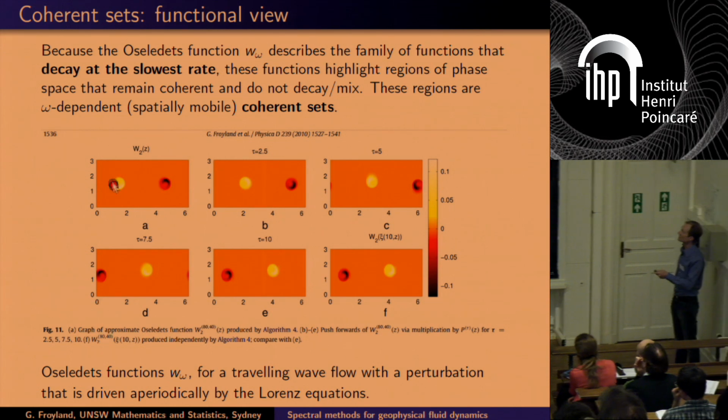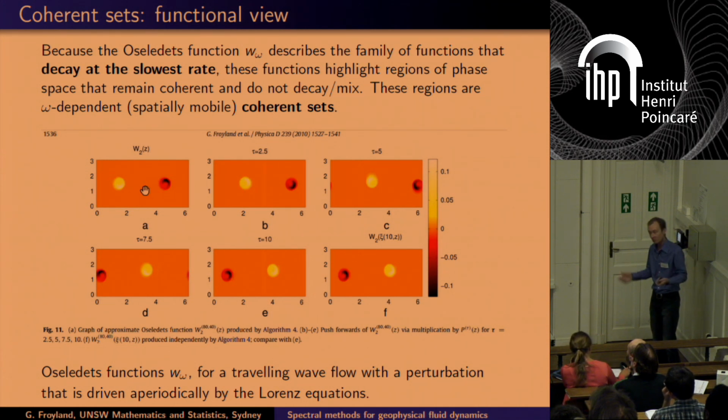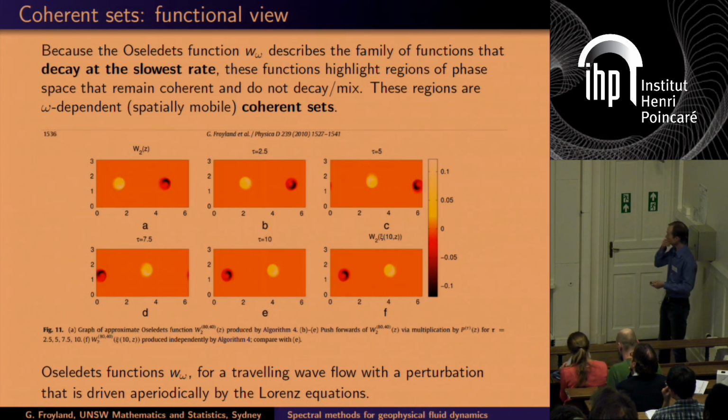If you see the color scale here, orange is 0, red is negative, and yellow is positive. And so this is the graph of a 2D function. These highlighted regions tell you the regions that are not mixing quickly. So as I push this forward, this is what these frames are. As I push this forward with my transfer operator, this is at time 0, 2.5, 5, 7.5, 10. You see what happens is these disks precess around the cylinder, but they're not mixing in the fluid.